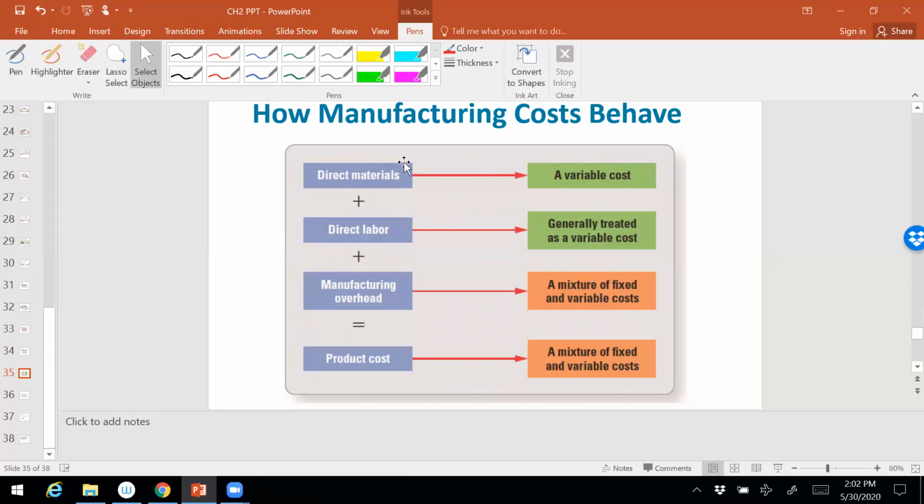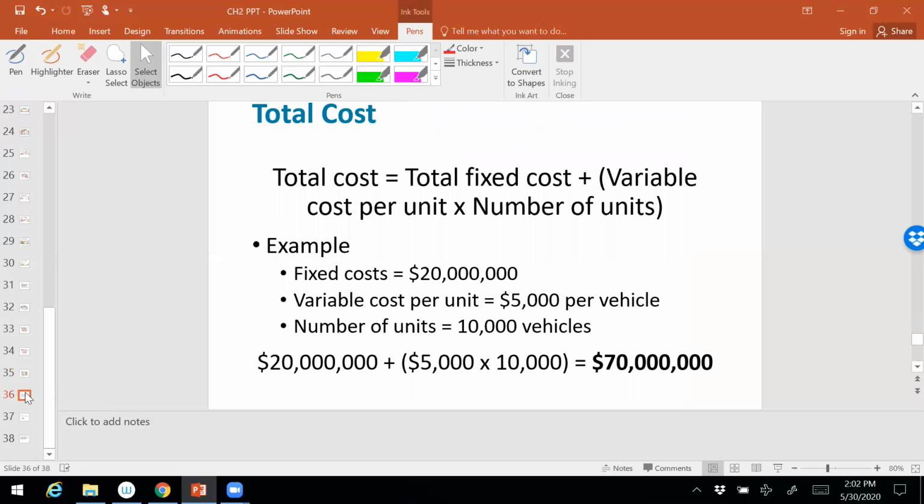We kind of talk about that. We said direct material is most likely a variable cost. Direct labor is kind of like variable cost. Manufacturing overhead can be variable and fixed. So your total product cost will be fixed plus your variable. We talk more detail in chapter 6, so don't worry too much if you still have some concerns. Just get the general idea and then get your assignment and quiz correct.